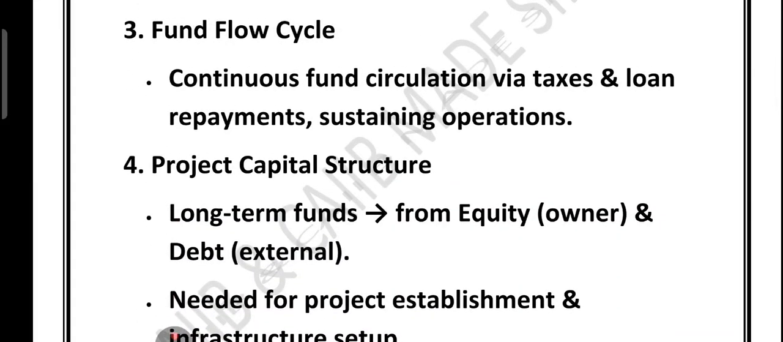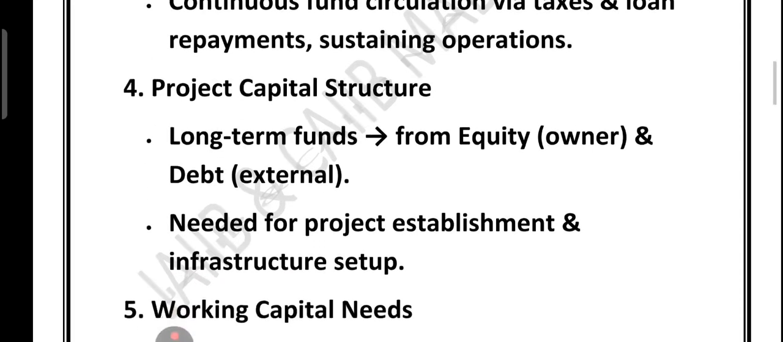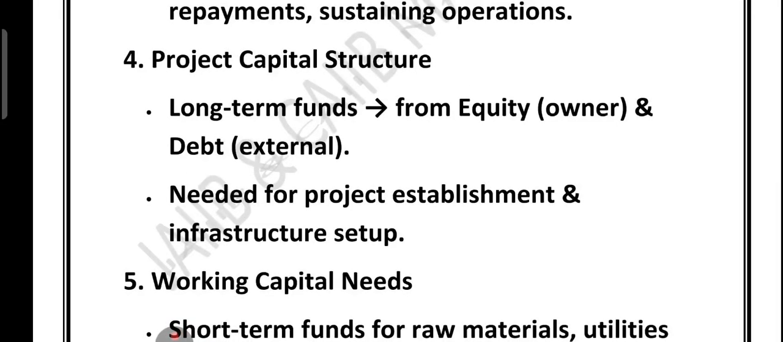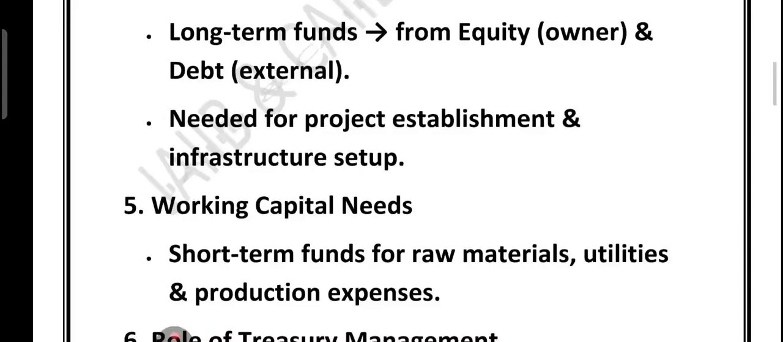Now continuous circulation of fund through taxes, saving, investment, loan repayment, that is called the fund flow cycle. It keeps our economic operation active and sustainable. Now friends, long-term funds are sourced from either equity, which means owner's capital, or debt, which means borrowed capital. Right, so from where can we source the long-term fund? Either we have equity or we have debt. They are required for infrastructure creation and project setup.